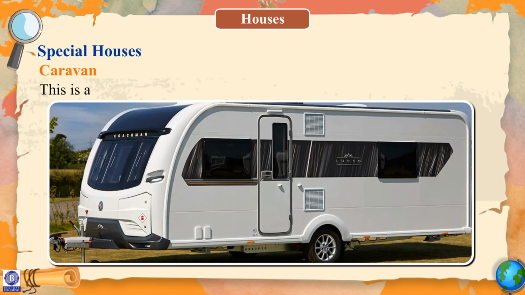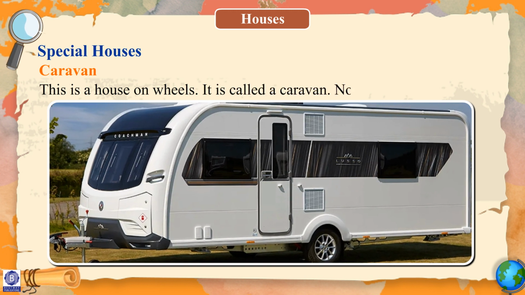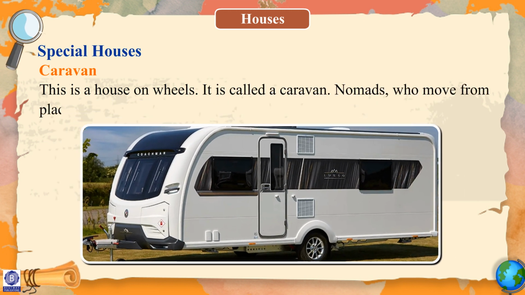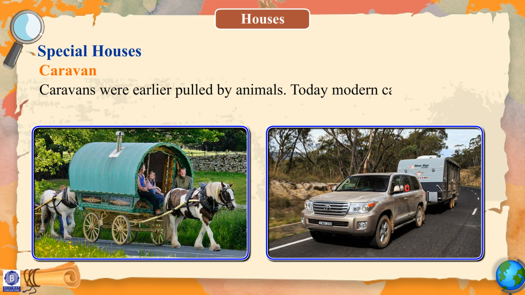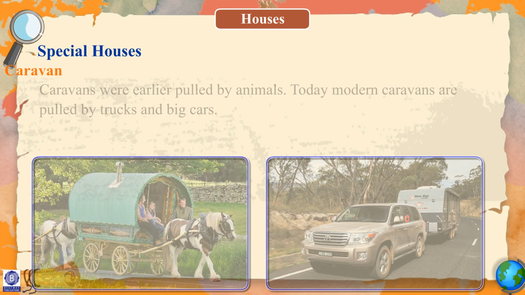Caravan. This is a house on wheels. It is called a caravan. Nomads who move from place to place usually live in caravans. Caravans were earlier pulled by animals. Today, modern caravans are pulled by trucks and big cars.